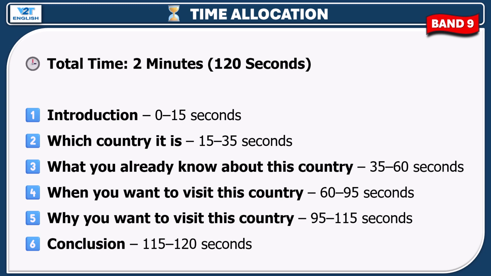Time allocation. Total time, 2 minutes, 120 seconds. 1. Introduction, 0 to 15 seconds. 2. Which country it is, 15 to 35 seconds. 3. What you already know about this country, 35 to 60 seconds. 4. When you want to visit this country, 60 to 95 seconds. 5. Why you want to visit this country, 95 to 115 seconds. 6. Conclusion, 115 to 120 seconds.